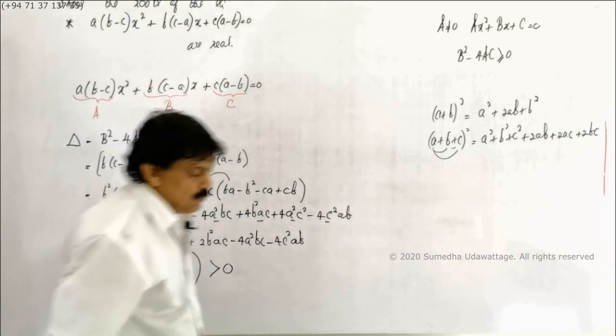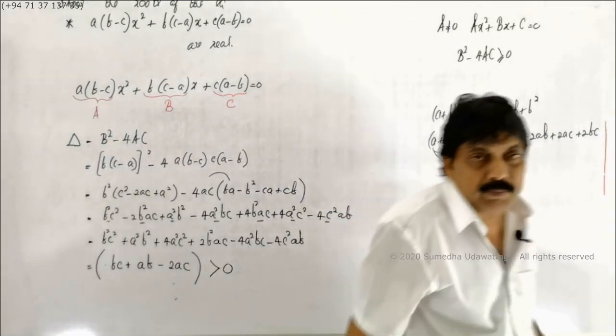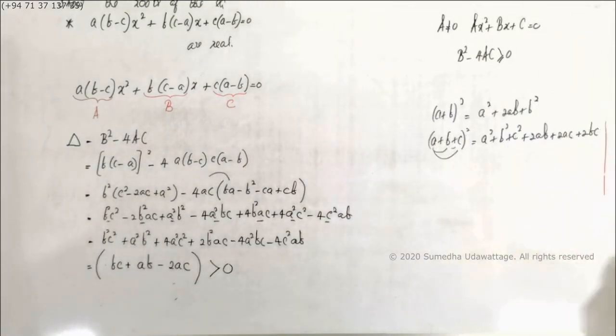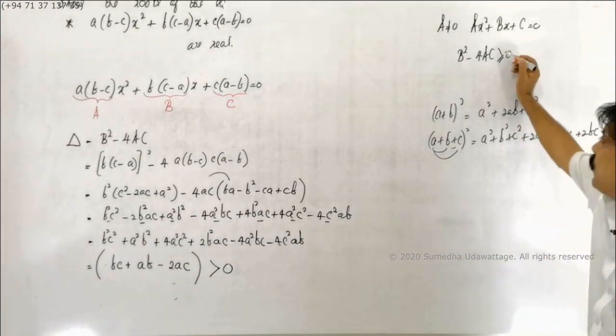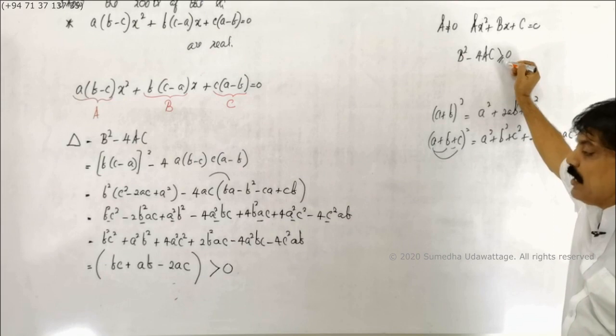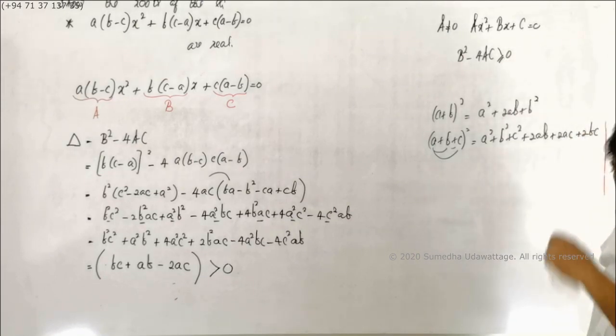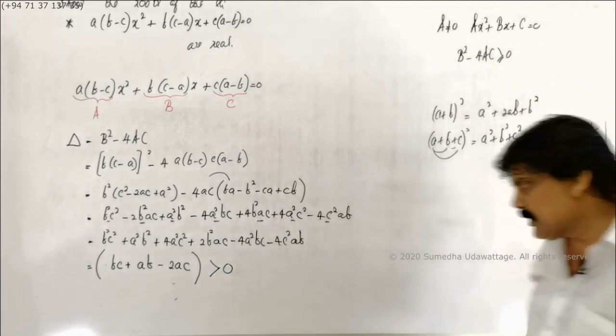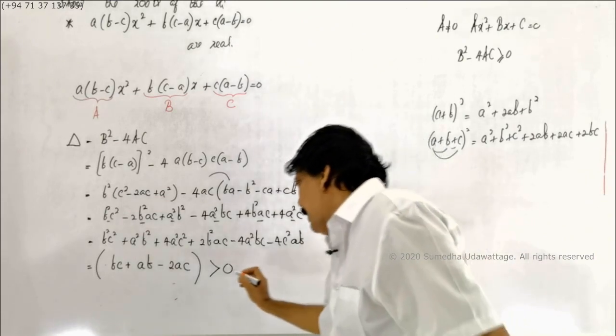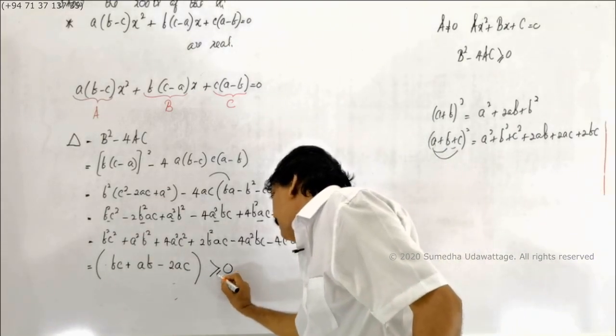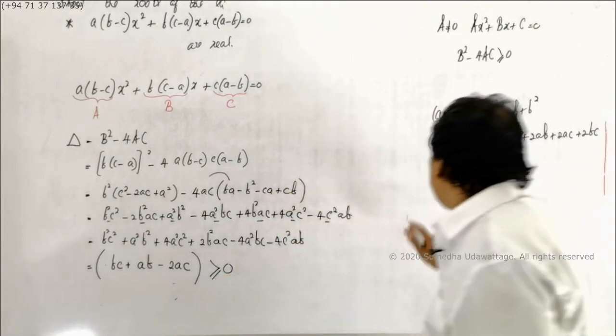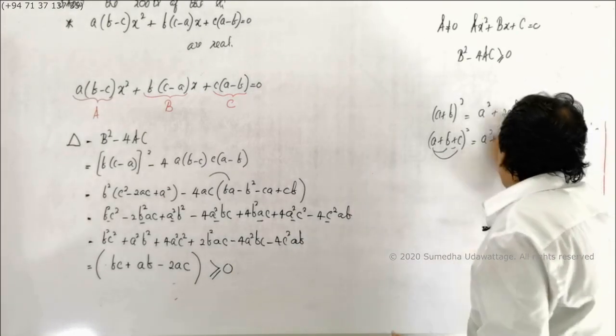b square minus 4ac would be plus. Now, for the roots to be real, b square minus 4ac has to be larger than or equal to 0. Can this be equal to 0? We'll just try. We put the equal mark.